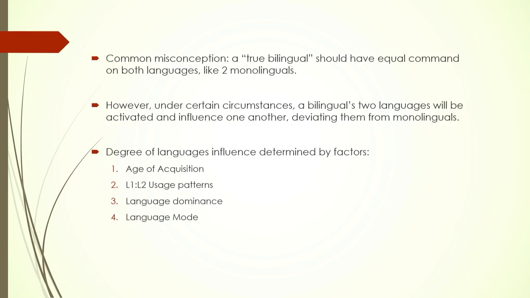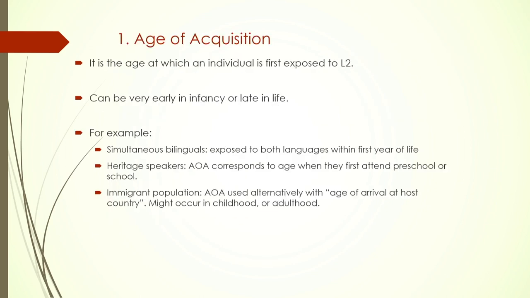Now there are many factors which will color the outcome of these questions that we have just asked. In bilinguals, more often than not, we are not equally proficient in both languages. So we are not like two monolinguals. A bilingual is a completely separate category as opposed to a monolingual. Two languages will be active at the same time, they will influence each other, but the nature of that influence is dependent upon certain important factors like age of acquisition, L1, L2 usage patterns, language dominance, and language mode. These are the four most important variables that have an impact.